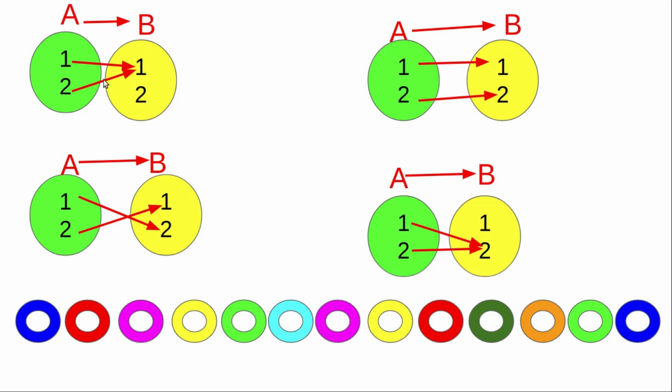n of A is 2, n of B is 2. So there are 2 raised to 4 relations. 2 raised to 4, that is 16 relations.